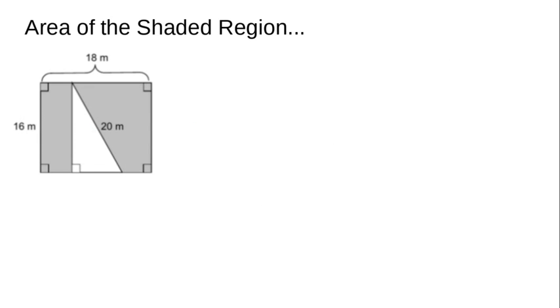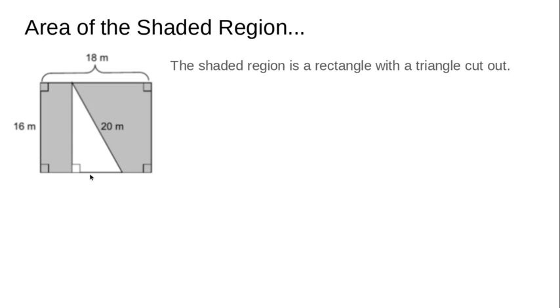Here's one that's a little bit trickier. We have a rectangle with a triangle cut out of it. In other words, this part right here, this white triangle, is not shaded, so we can't include that. Well, let's start with the big shape. The big shape is a rectangle, and so it would be length times width. 16 meters times 18 meters, that's 288 meters squared.